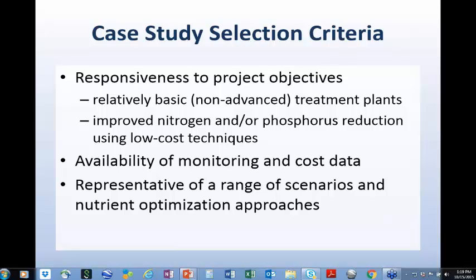The other piece there is the availability of appropriate data. So anecdotal information is great, but we really wanted to have some real numbers. And in this case, what we were targeting were influent and effluent monitoring data for TN and or TP, preferably for a couple years, 2 to 3 years before and after optimization. The other important piece of data that we wanted to have was good documentation of costs and or cost savings associated with these types of efforts.